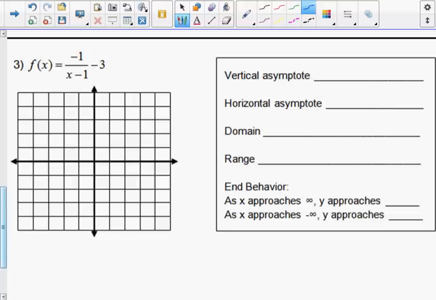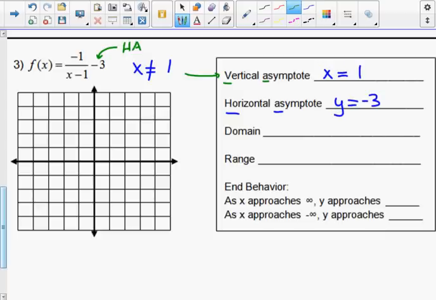So the excluded value for example 3 is going to be a positive 1. So x cannot be positive 1. So our vertical asymptote is going to be x equals 1. The horizontal asymptote comes from this number after the fraction. So our HA, our horizontal asymptote, is going to be y equals negative 3.